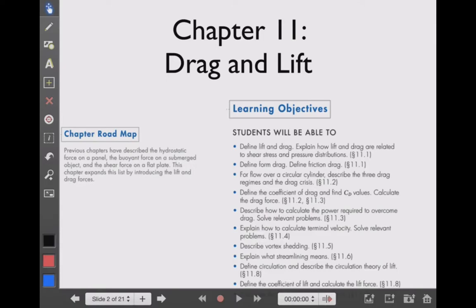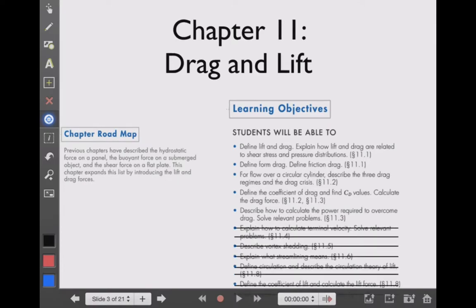So previous chapters have described the hydrostatic force on a panel, if you remember this way back. And also we've looked at the buoyant force on a submerged object and also the shear force on a flat plate that we saw in chapter 9. This chapter is going to expand this by looking at lift and drag forces. And the classic problem here is on airfoils or hydrofoils. Please note that we're only going to consider the first three sections, and this particular video is on the first section, 11.1.